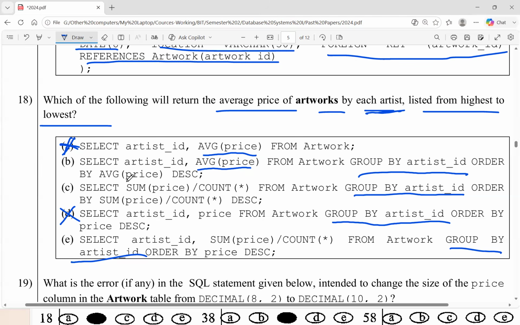Let's look at them one by one, otherwise this gets confusing. Select artist ID and average of the price from artwork. Okay. Group by artist ID. So far, so good. Order by, again, average price in descending. Listed from highest to lowest. So that looks okay. Simple and short. Right? From highest to lowest, that is descending order.